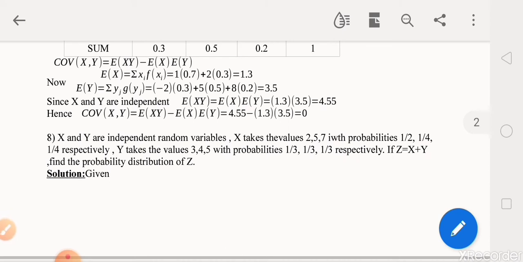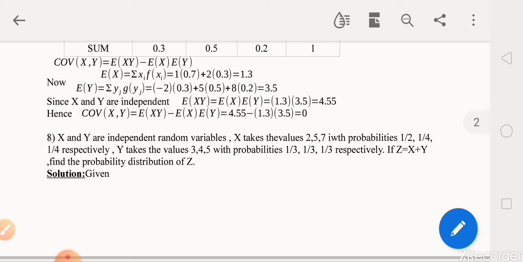Next problem is, x and y are independent random variables. X takes the values 2, 5, 7 with the probabilities 1 by 2, 1 by 4 and 1 by 4 respectively. Y takes the values 3, 4, 5 with the probabilities 1 by 3, 1 by 3, 1 by 3 respectively. If z equal to x plus y, find the probability distribution of z.